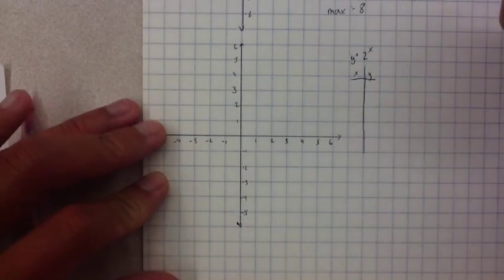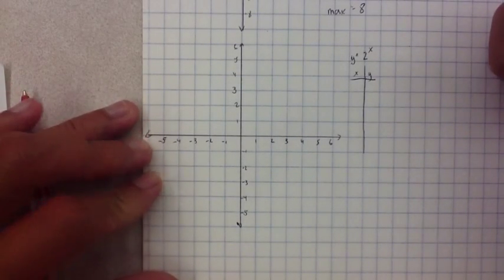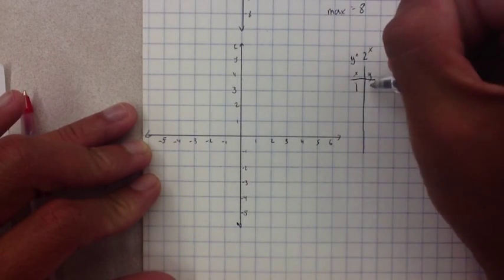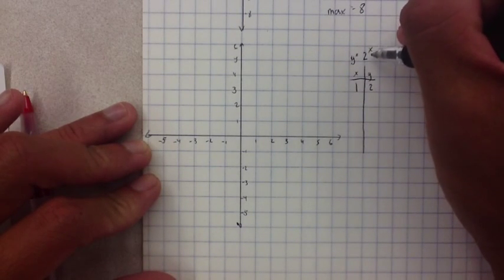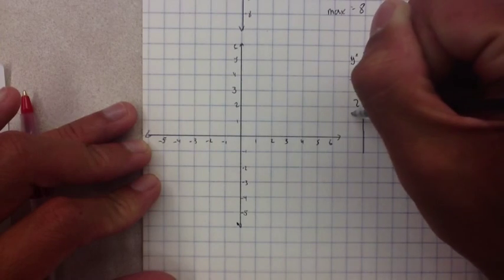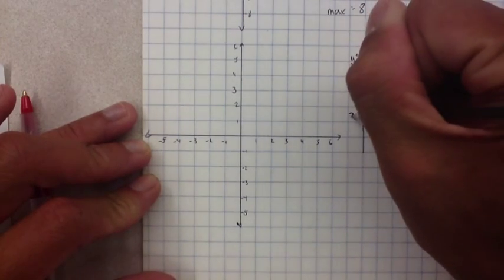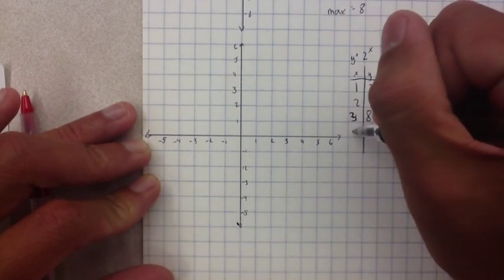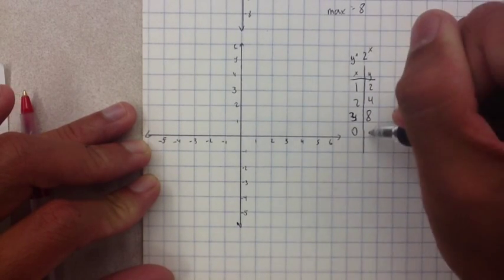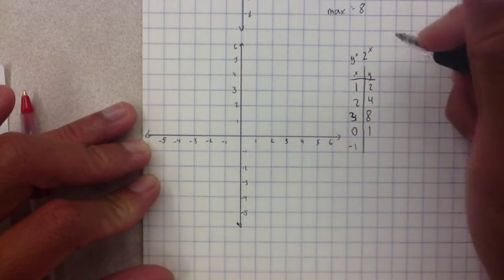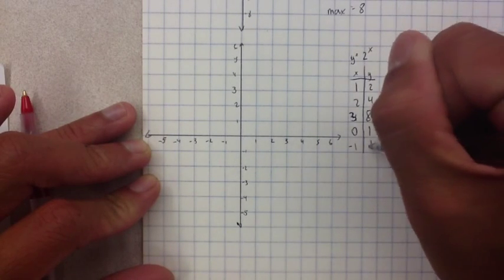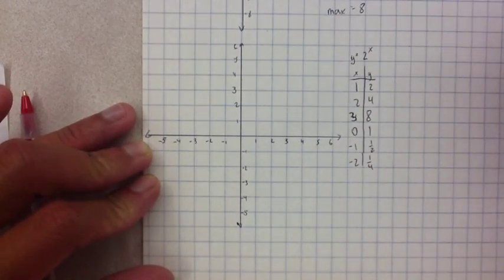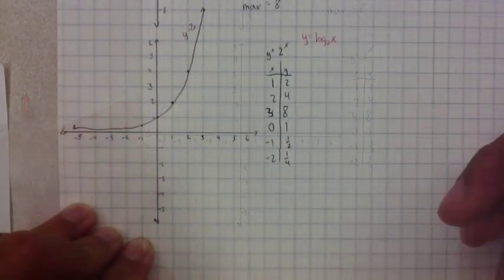To graph an exponential function, I'm just going to start plotting points in. So anywhere where I see an x, I'm going to put a 1 in, so that'll be a 2. If I put a 2 in, it's going to be a 4. If I put a 3 in, it'll be an 8. And then I kind of want to go the other way. If I put a 0 in, I'm going to get 2 to the 0, which is 1. If I put a negative 1 in, I get 2 to the negative 1, which is 1/2. And if I put a negative 2 in, I get 1/4. So let me plot that. And it's going to look like this.